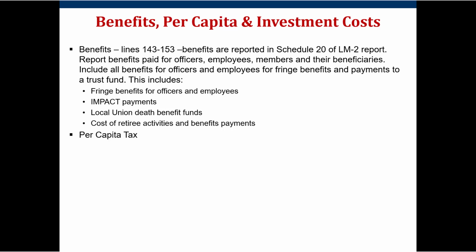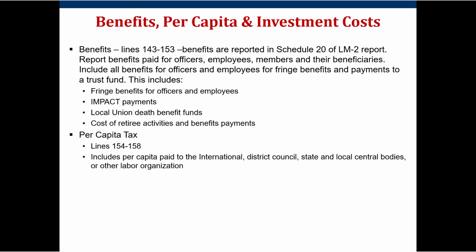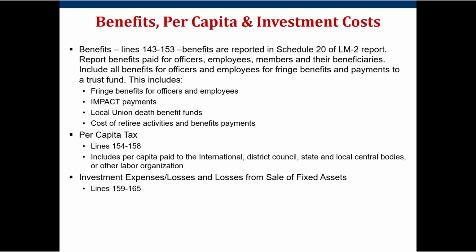The next section is per capita tax, listed on lines 154 through 158. This would include per capita paid to the international, district council, state, and local central bodies or other labor organization. Payments for supplemental per capita included on this statement would not be posted to this account. The next section is investment expenses or losses and losses from the sale of fixed assets, listed on lines 159 through 165. This would include investment manager fees and realized and unrealized losses on investment.